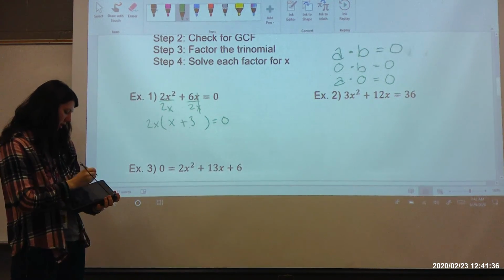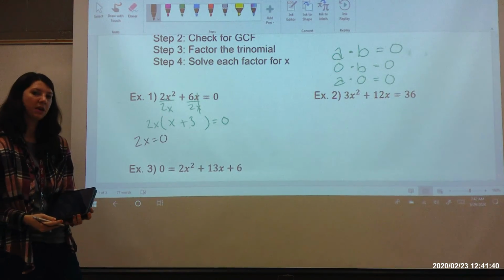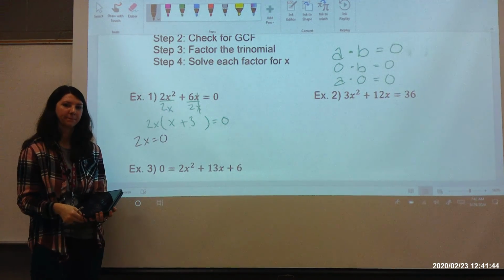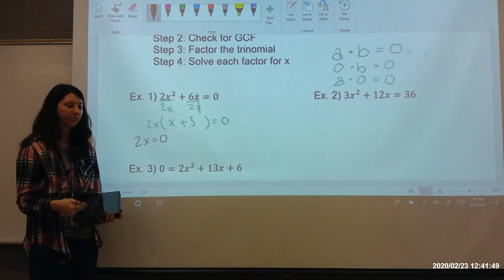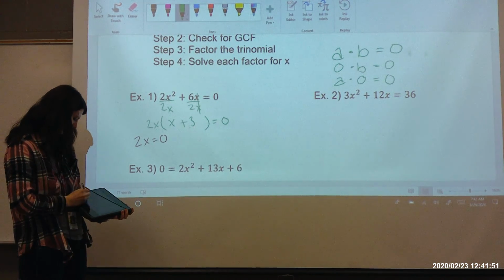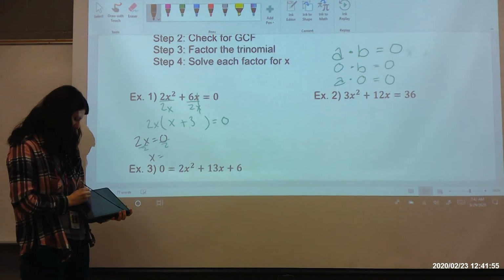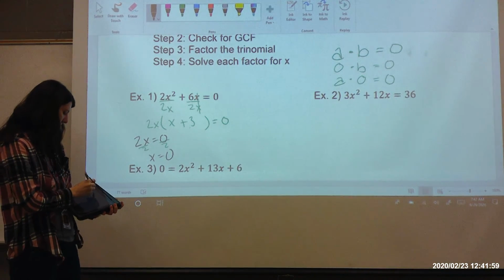So all you do is you take each one, 2x. I want to know, what does x have to be in order to make 2x 0? So you can just solve the equation here. I would divide by 2, and I would get x equals 0. So one of my solutions is actually 0. Now I can try with the other one.